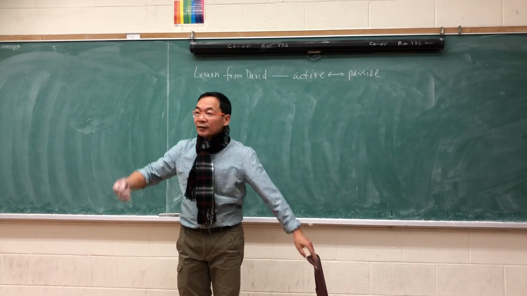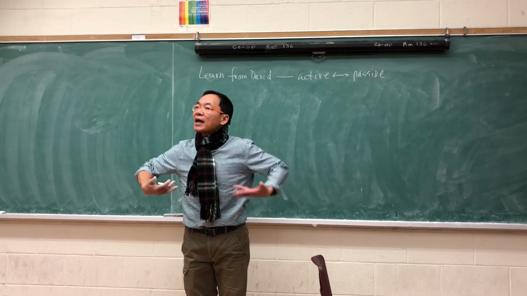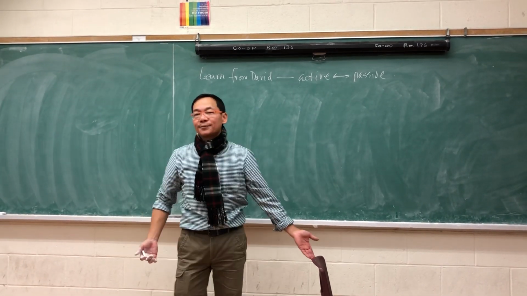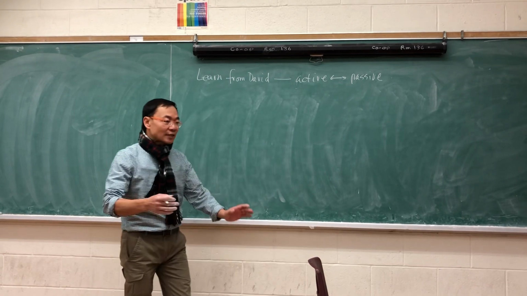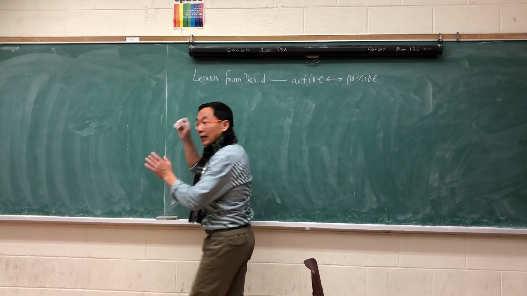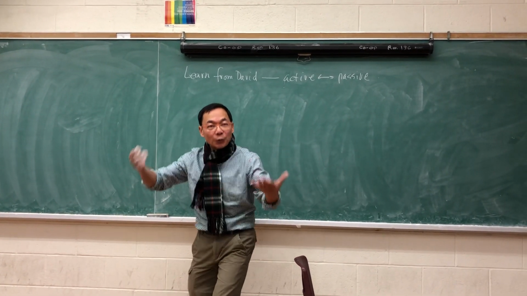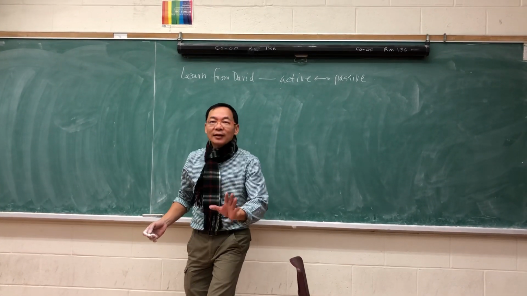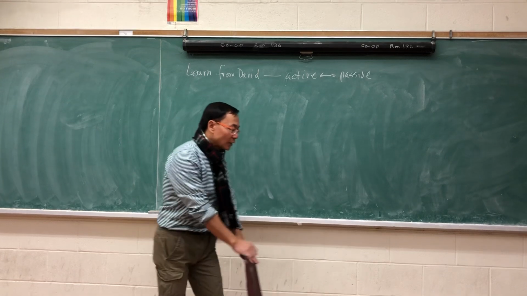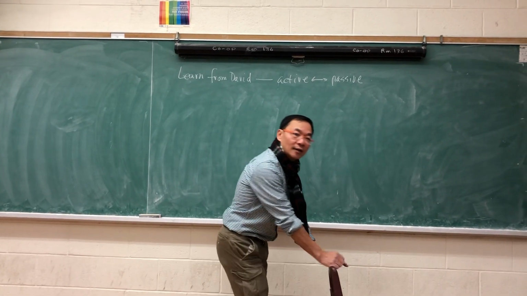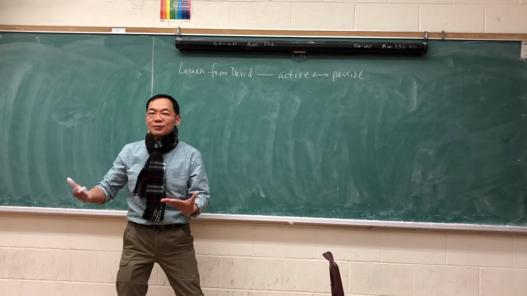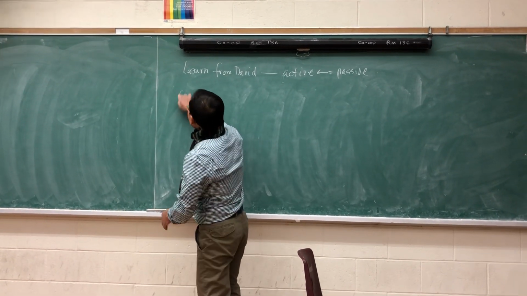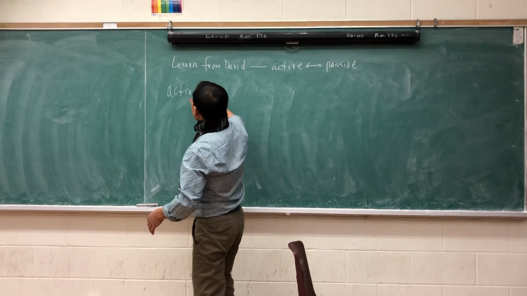Like David and the chair. David is active. The chair is passive. Always. The chair is always passive. So if the subject is doing it, it's called active. If the subject doesn't do it, it's called passive. For example, David pushes the chair. It's active because David is the subject and David is doing the action. So this is active, okay?